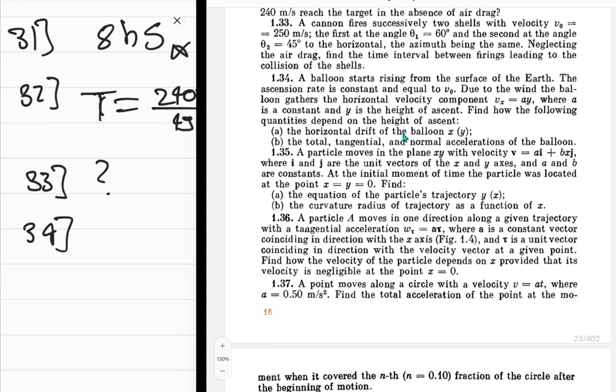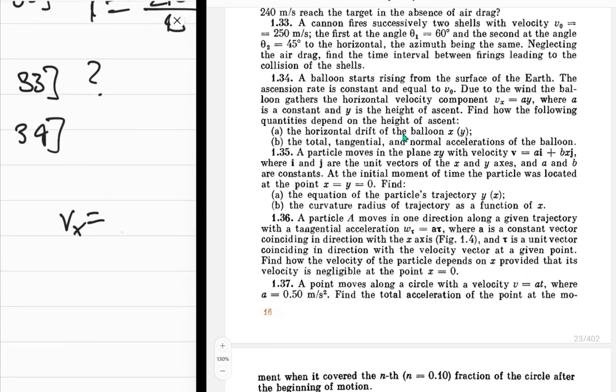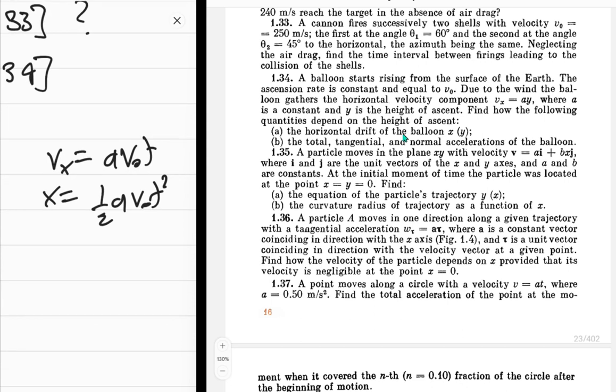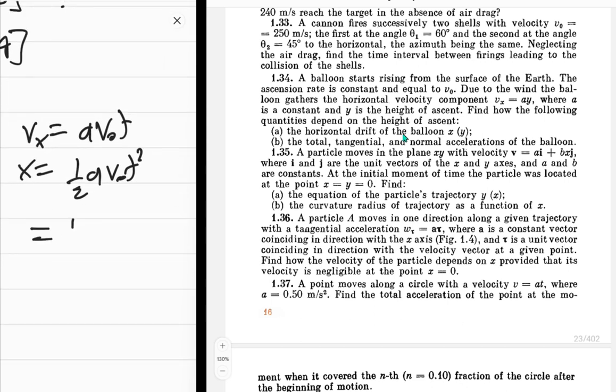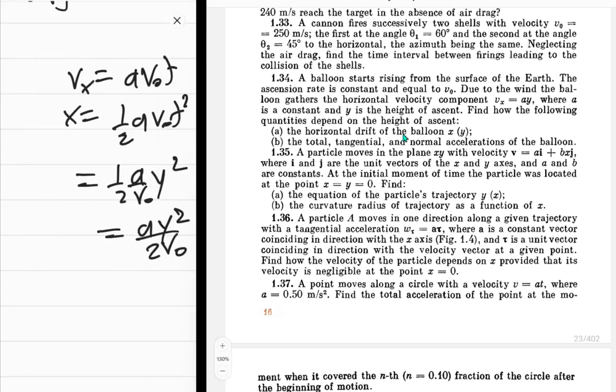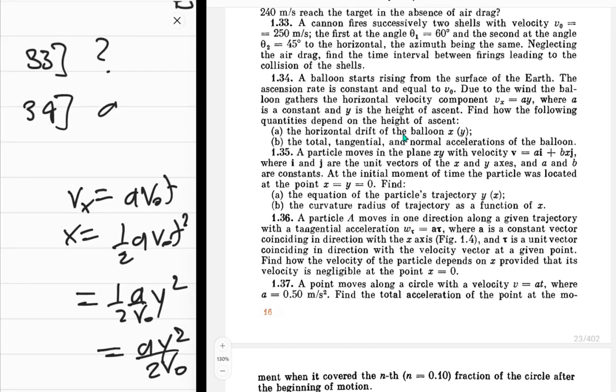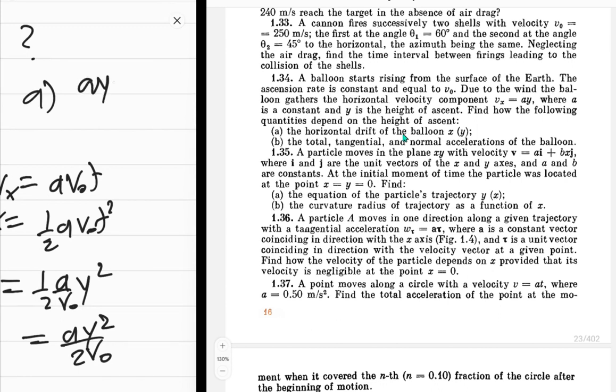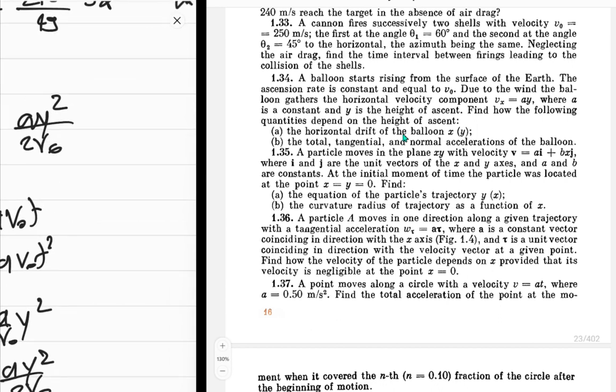Okay. So we'll have Vx is equal to a v naught t, and thus x is equal to half a v naught t squared. But then guess what t is? Or even better, it's a upon v naught, and v naught t squared is just y squared. And there we go: a y squared upon 2v naught. That is the x. So the drift is a y squared upon 2v naught. Next question. So b.